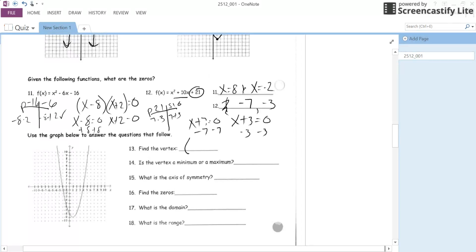All right, so my vertex for 13 is right here. So that's 1, -9. That vertex is a minimum since there's a lowest point there, min. Okay, the axis of symmetry is this vertical line that goes down through there. It's going to be x equals 1. I can also just get that from right here. My zeros, where it crosses the x-axis, are -2 and 4. Domain, remember, is always all real numbers. Okay, and the range is y is greater than or equal to, since the number is bigger than my minimum there, so it's negative.